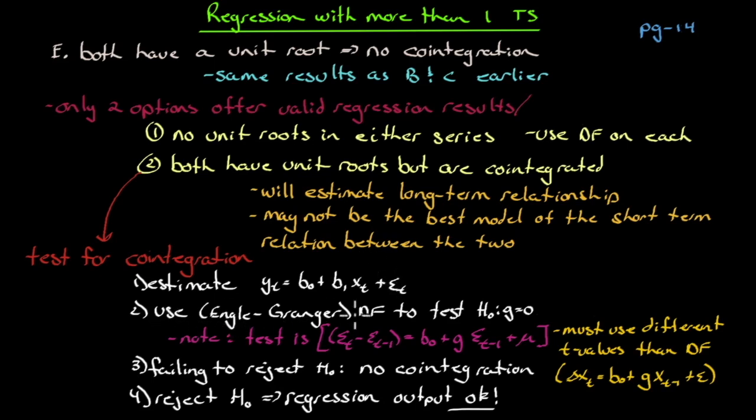We're going to use a modified Dickey-Fuller test, the Engle-Granger Dickey-Fuller test, to test the hypothesis that G equals 0. Remember, we're testing for a unit root. So what are we testing? First differences against first lag. The first difference of the error terms equals B naught plus G times the first lag plus some error term, and we want to test whether or not G is equal to 0.